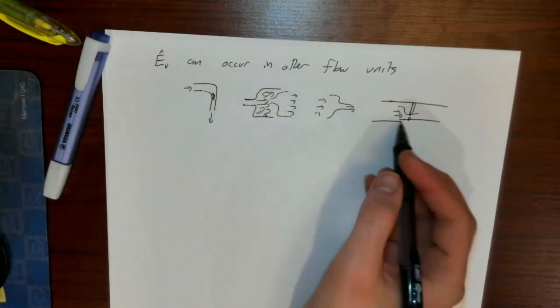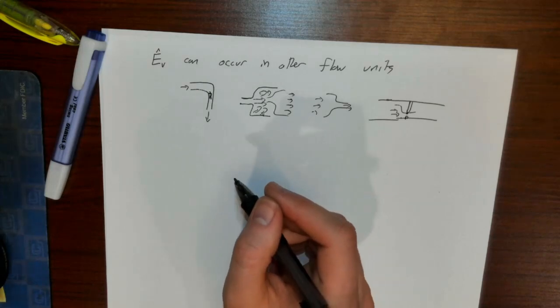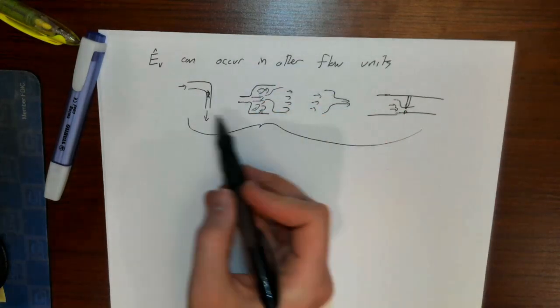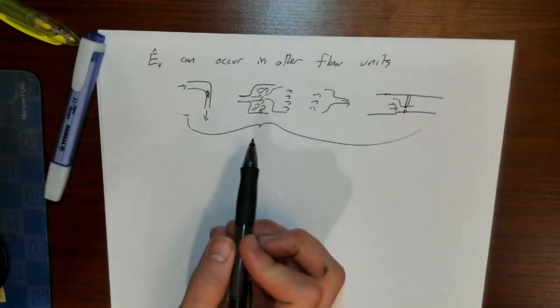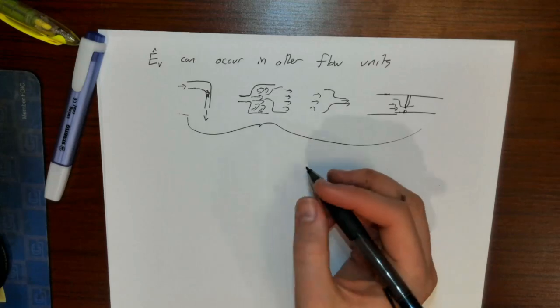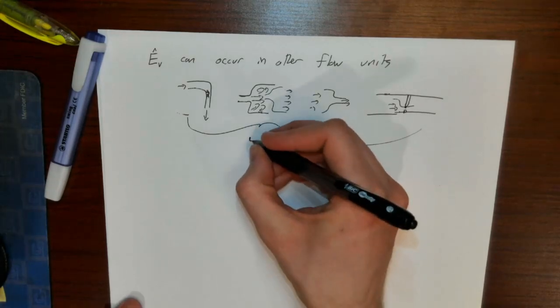But all of these, you can imagine, are pretty messy and difficult to model, so we're not actually going to cover them. Viscous losses exist in more things than just flow through straight circular tubes, but they're a little bit beyond the scope of what we'll cover in this course.